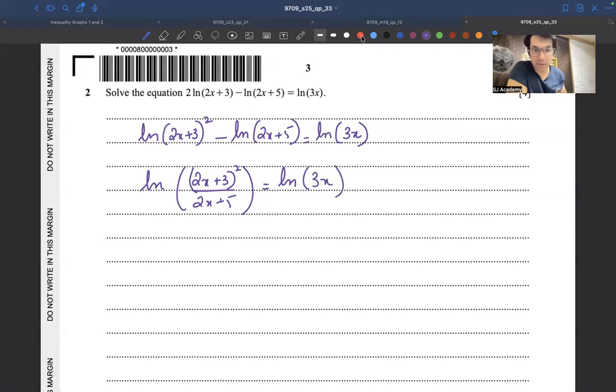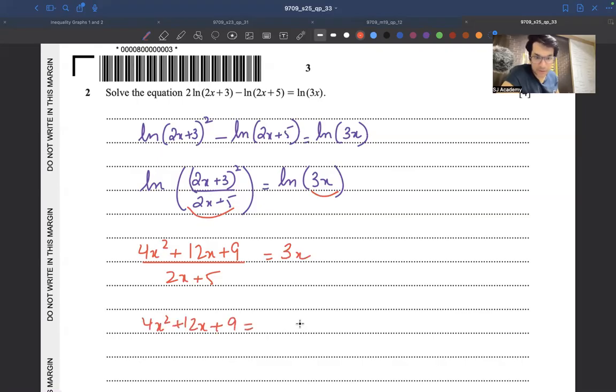Now we can compare both the sides and write this side equal to this. So this will become (2x plus 3) whole squared, that is 4x squared plus, so that will become 3 times 2, 6. 6 times 2 is 12x plus 9, divided by 2x plus 5 equals 3x. Cross multiplying, we'll get 4x squared plus 12x plus 9 equals 6x squared plus 15x.